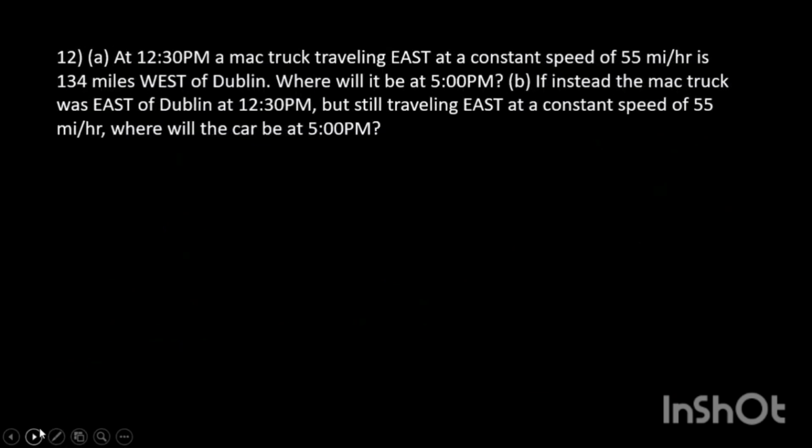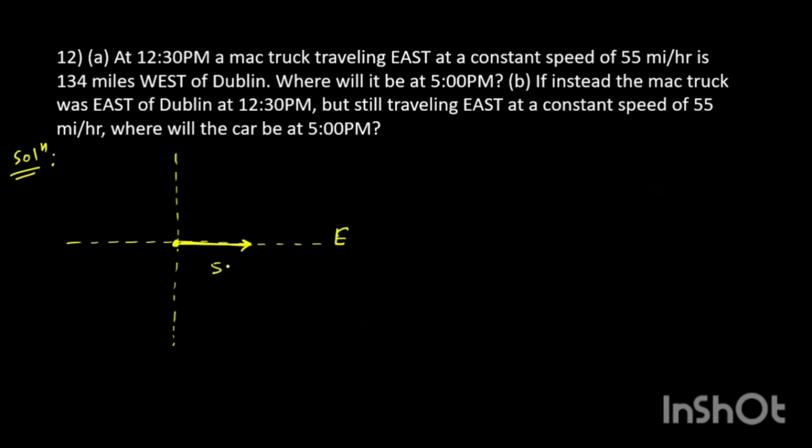Question number 12. Question number 12 says, at 12:30 p.m., a Mack truck traveling east at a constant speed of 55 miles per hour. So in order to do these questions, we have to write things according to the axis, or you can say according to the directions, because here we have to figure out the position of the truck at 5 p.m. So at 12:30, we have to remember the time. Let's say the truck starts from this position and it is traveling towards east. So it must be going in this direction, east, with constant speed 55 miles per hour.